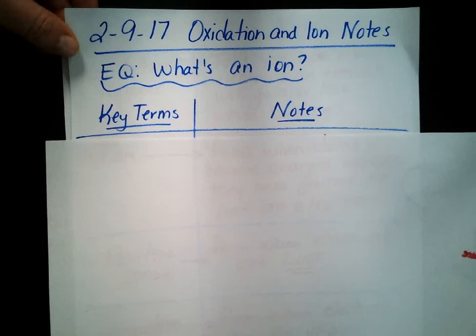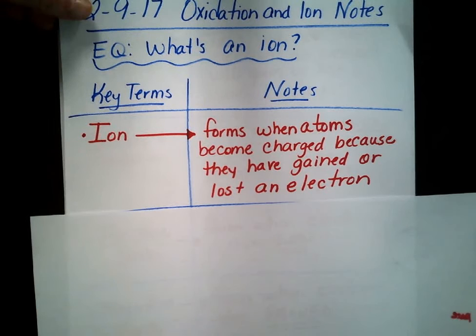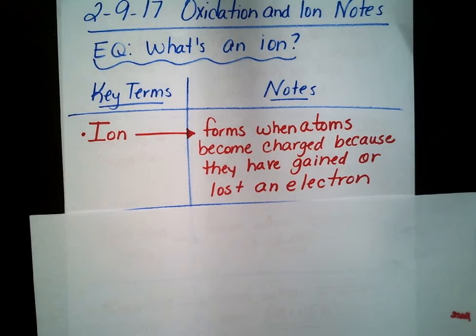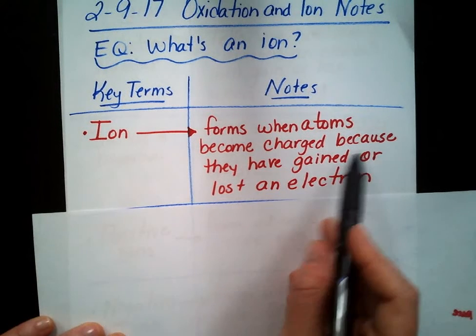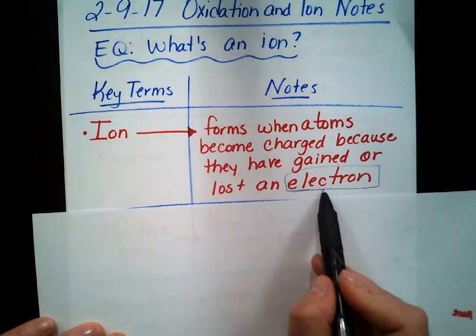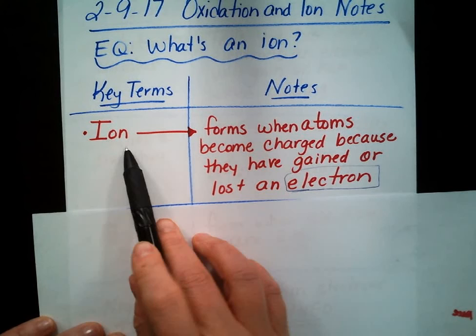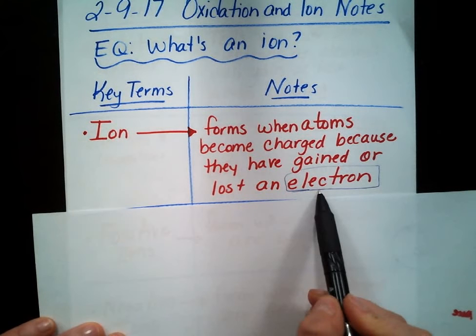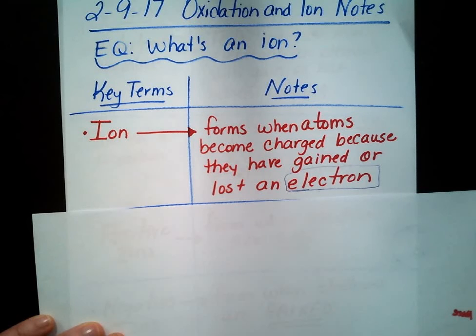And if you remember, and you can pause this video at any time if you need to get the definitions down, an ion forms when atoms become charged because they have gained or lost an electron. That is super important, that it's an electron, not a neutron or a proton, because if you lose a neutron, it becomes an isotope, not an ion. If you lose a proton or gain a proton, it becomes a whole new element. So we are just talking about ions and electrons, so those two words should always go together.